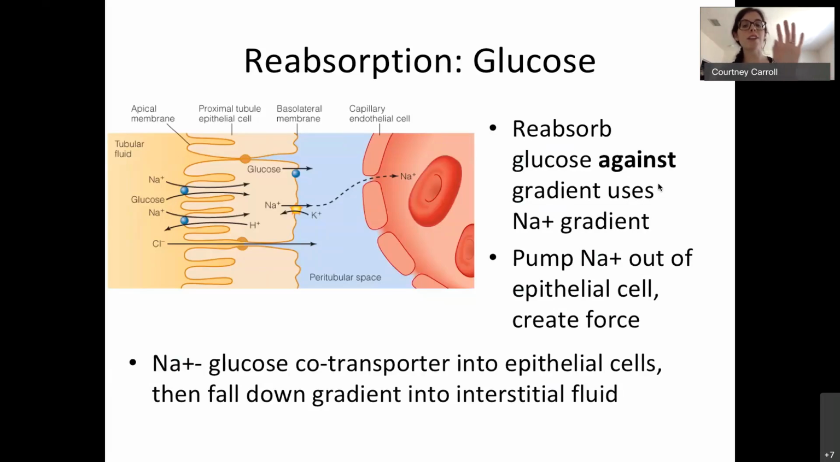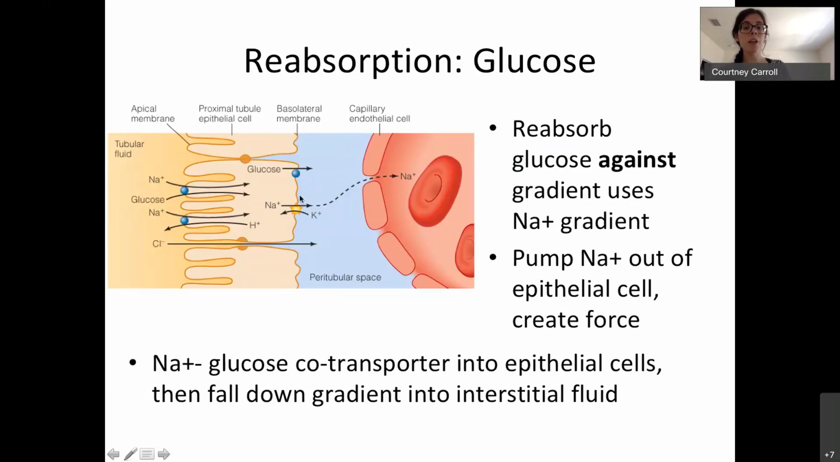Instead, glucose is going to use the sodium gradient. Our bodies are going to spend energy to make a sodium gradient, which will then provide the force that glucose can use to go against its gradient and get back into the blood. This is showing you that right here. We've got the tubular fluid, again, that's the filtrate. We're going to build a concentration gradient with sodium, and then we will use that so that glucose can fall down its concentration gradient into the peritubular space.